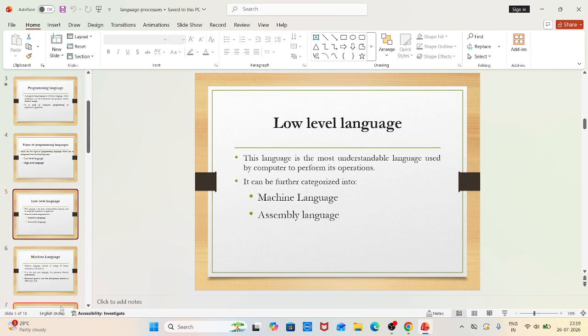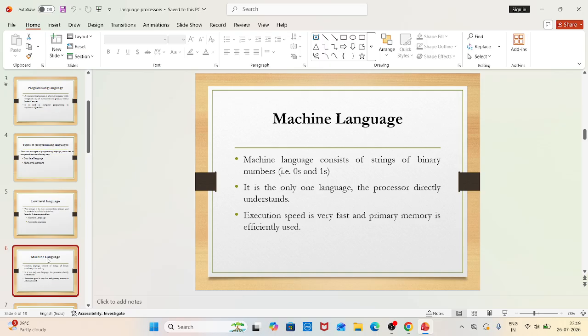Low-level language. This language is the most understandable language used by computer to perform its operations. It can be further categorized into machine language and assembly language. Machine language. Machine language consists of strings of binary numbers, that is zeros and ones. It is the only language the processor directly understands. Execution speed is very fast and primary memory is efficiently used.